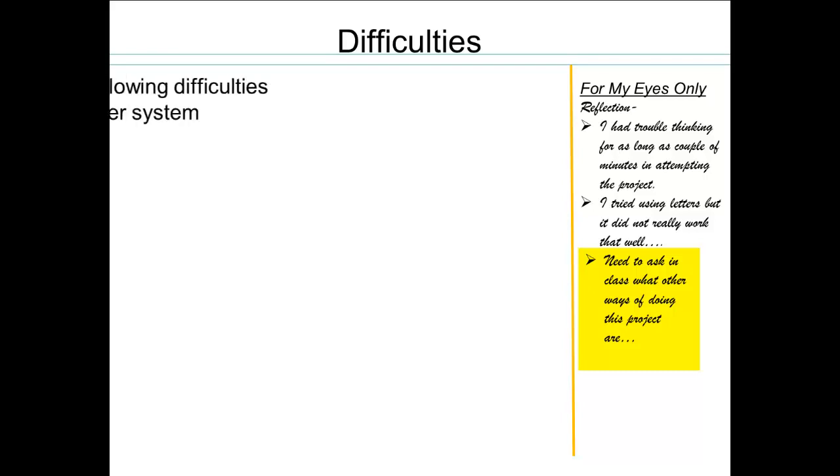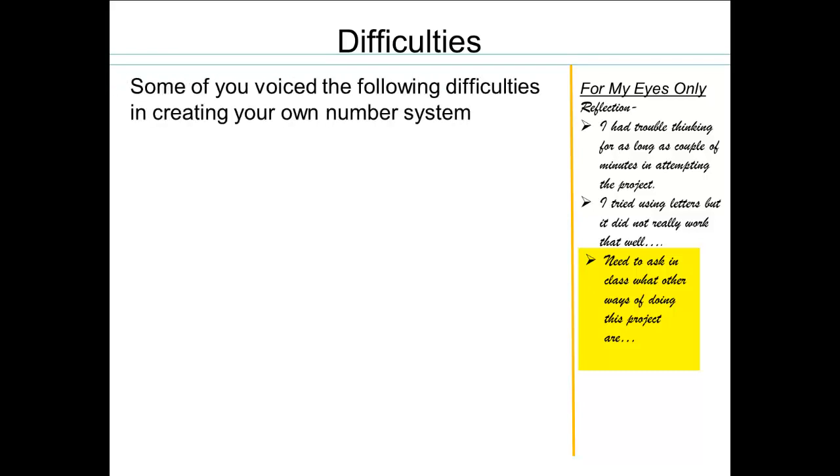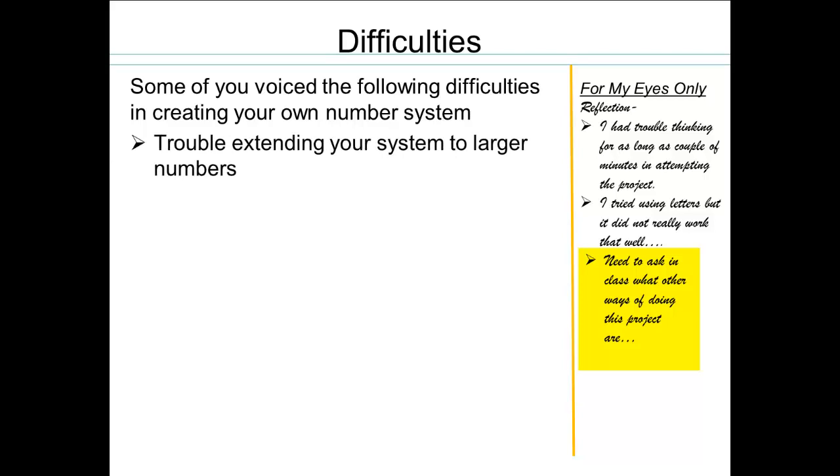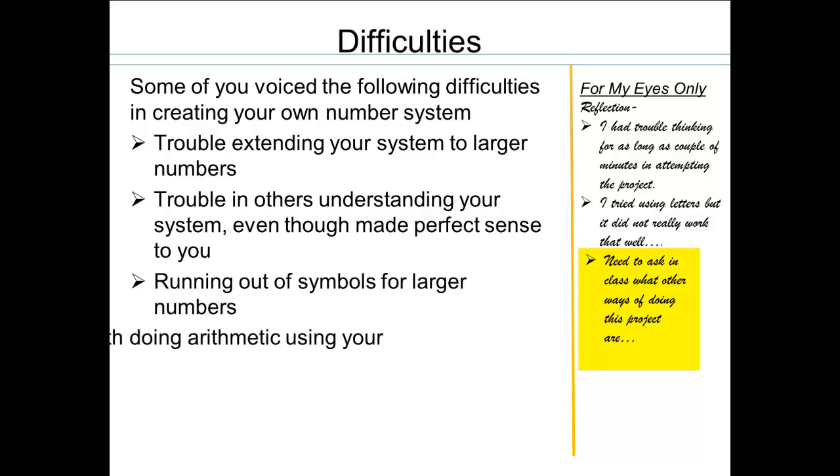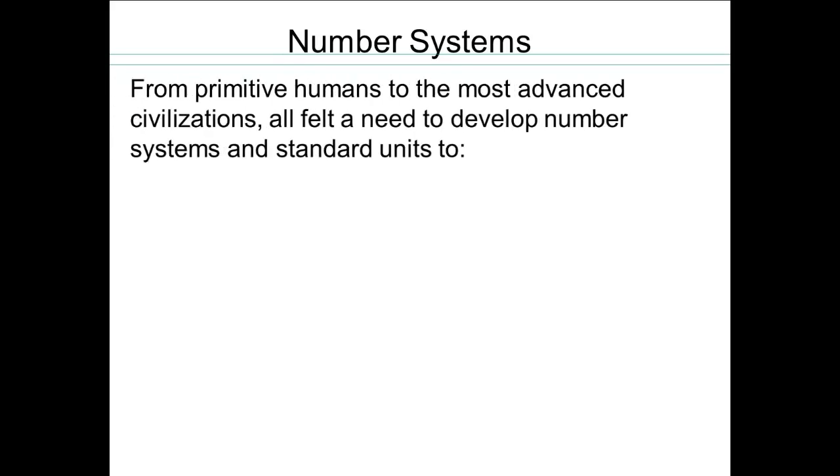So these are just some samples that I am showing you in case you want to know what people write in the formalize-only column. And you don't have to have anything, it could be all blank. Some other concerns that people voiced was they had trouble extending their system to larger numbers. Some of you had trouble understanding your own system to communicate well with other people. You also had trouble understanding what some other people did in class. Also, some of you just ran out of symbols after a certain number of toothpicks were exhausted. And then the last thing was being able to add or subtract or multiply or divide using the system that you came up with. So as you can see, creating a number system is not that easy.